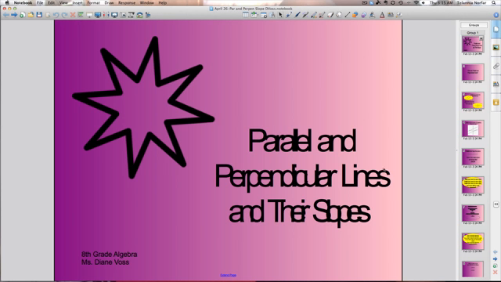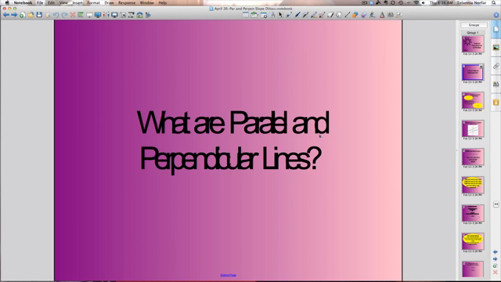So we're going to be reviewing parallel and perpendicular lines today and how their slopes tell us a certain picture. Thanks to Diane Voss, who created this for her 8th grade algebra class. So let's get started. You can literally just go through this notebook file yourself, going through each of the slides without my help. So what are parallel and perpendicular lines?